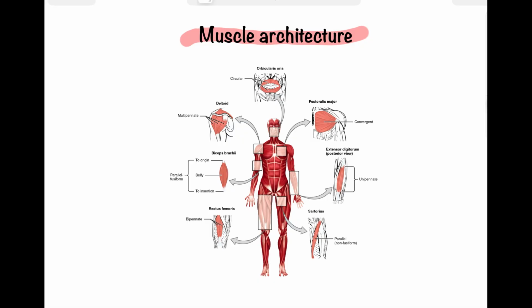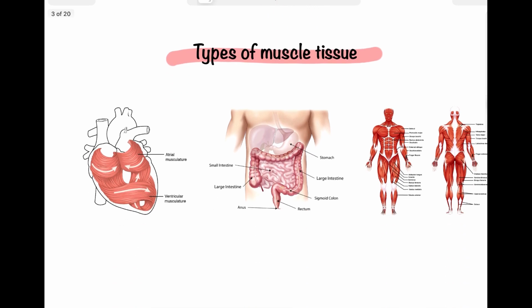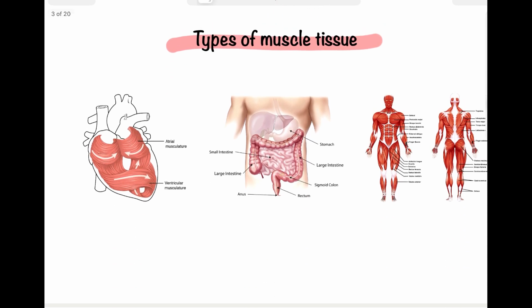Let's simplify this. Before we dive into architecture, remember that we have three types of muscle tissues: cardiac muscle, smooth muscle, and skeletal muscle. Cardiac muscle is the involuntary muscle which is found in your heart walls. Smooth muscle is found in organs and blood vessels.